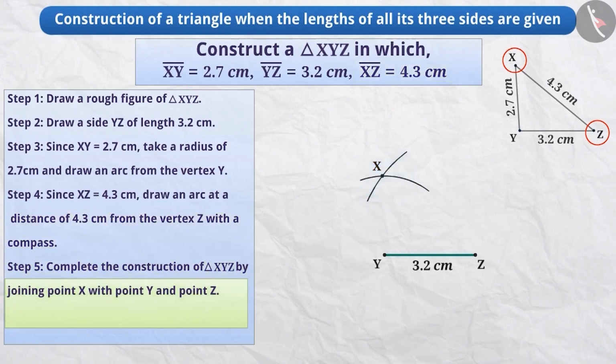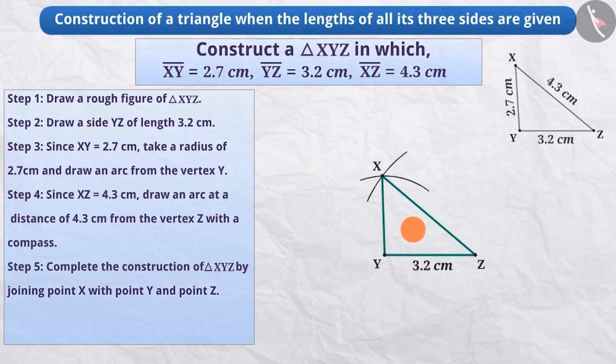Step 5. Now, we will join the point X with point Y and point Z, and from this, we will get triangle XYZ. In this way, we have constructed triangle XYZ. Here the side XY is equal to 2.7 cm, the side YZ is equal to 3.2 cm, and the side ZX is equal to 4.3 cm.